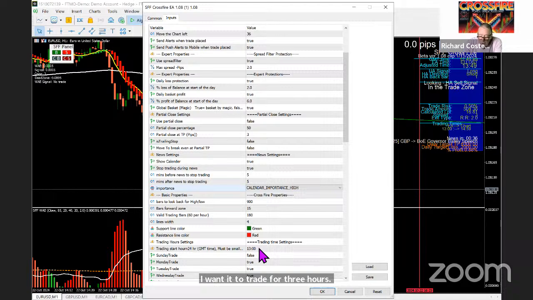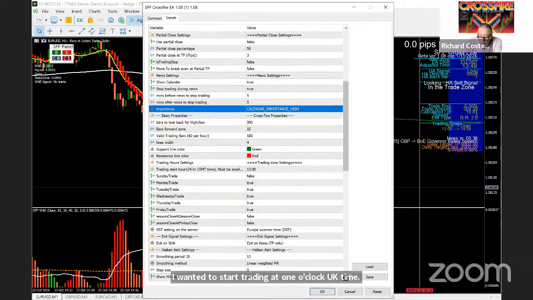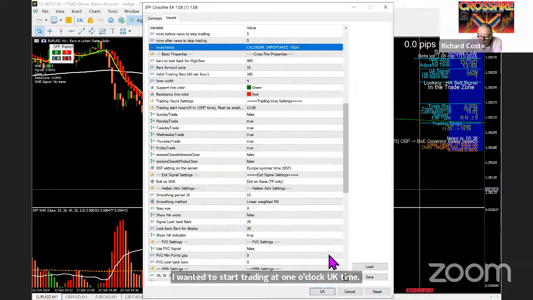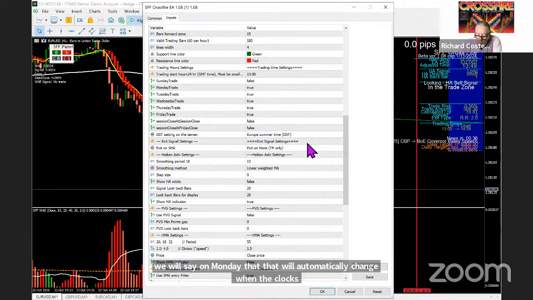I want it to start trading at 1 o'clock UK time. I'm on British summertime or European summertime. Oliver was saying on Monday that this will automatically change when the clocks go back at the end of October, so no need to worry about that.